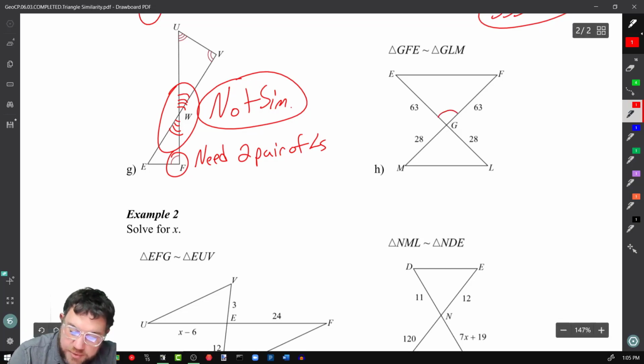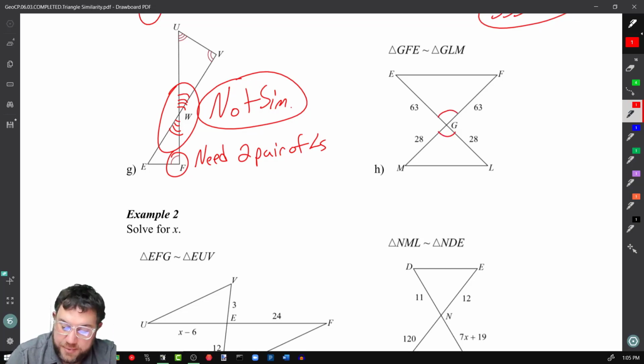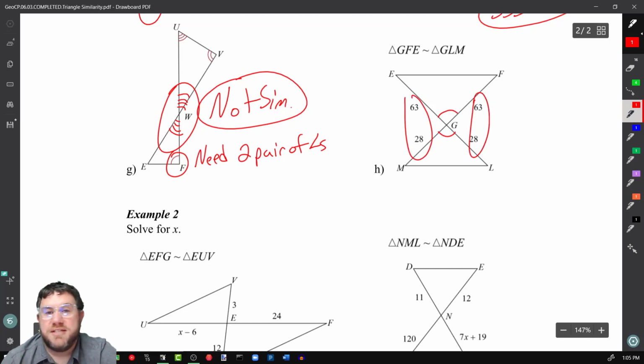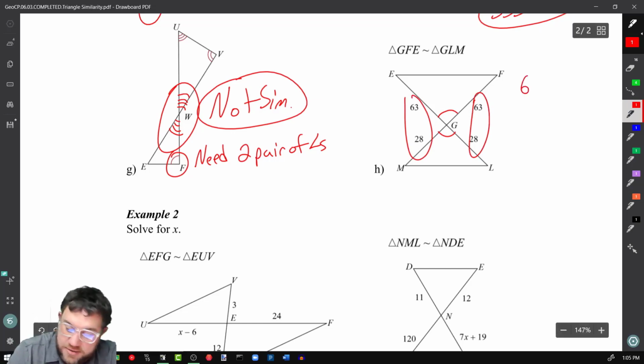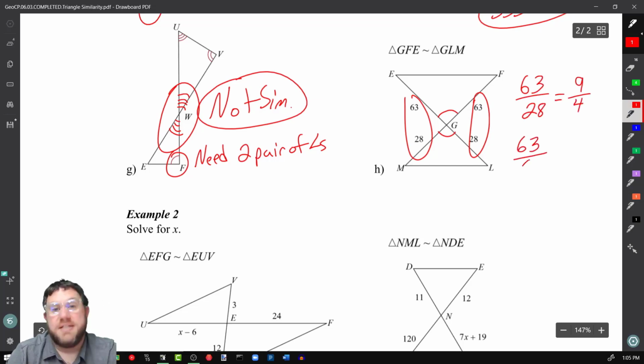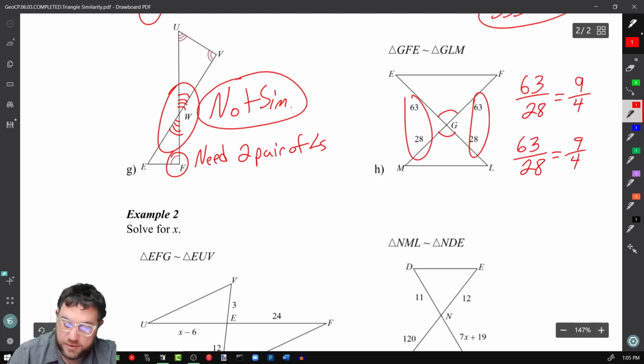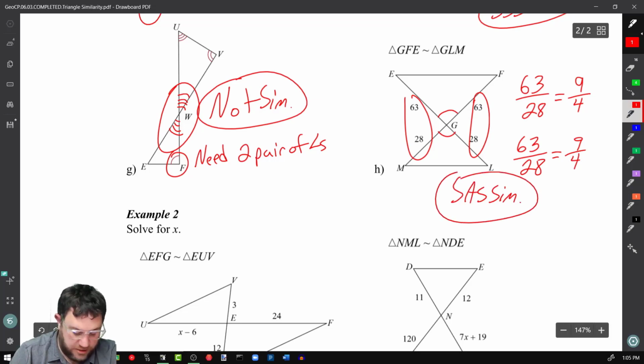And for H, we've got these vertical angles, so we want to mark those. And we want to set up our sides. Well, guess what? Because these are both isosceles triangles, 63 over 28 reduces to 9/4, and the other side is the exact same numbers. So 63 over 28 is still 9/4. So this is side angle side similarity.